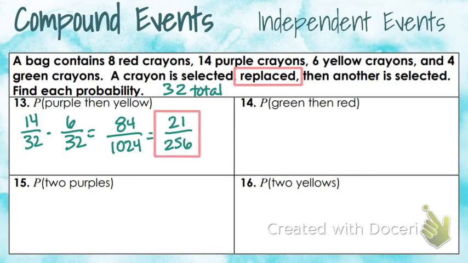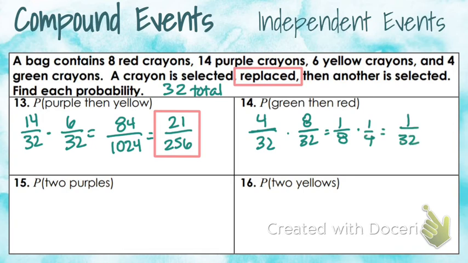Okay, so these all work exactly the same. So number 14, green, then red. There are 4 greens out of 32, I'm sorry, I read that wrong, and 8 reds out of 32. So this is going to give us, actually, I reduced these fractions first. So this turns into 1/8 times 1/4, and then we just get 1 out of 32. Sometimes it's easier to reduce them before they get really big.